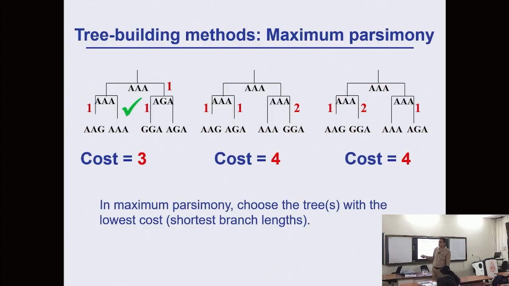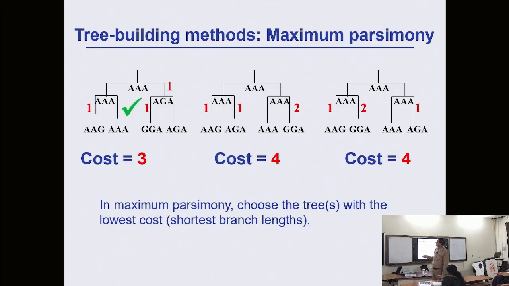Let us look at the number of substitutions in this tree. From AAA to AAA, no substitution, right? From AAA to AGA, how many substitutions? 1. Then from AAA to AAG, how many substitutions? 1. And then AAA, no substitution. From AGA to GGA, how many substitutions? 1. From AGA to AGA, no substitution. So the total number of substitutions is 3. So that is the cost.